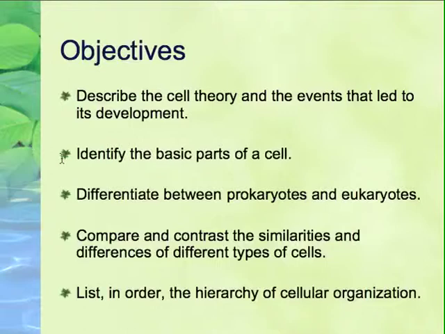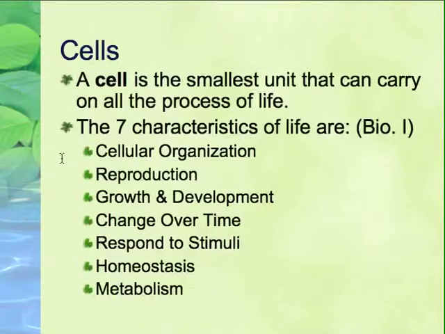We're going to identify a couple of the basic parts that are in all cells. We're going to talk about two types of cells, the prokaryotes and the eukaryotes, and we're going to distinguish similarities and differences between them. And finally, we're going to review hierarchy, which we covered in a previous unit.